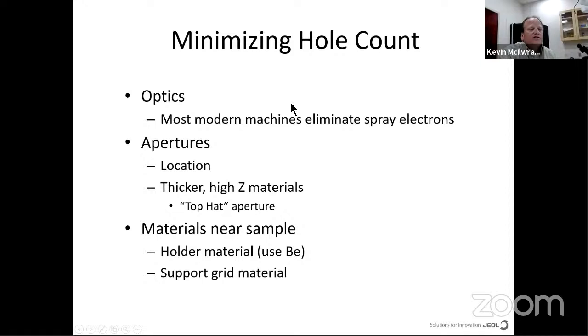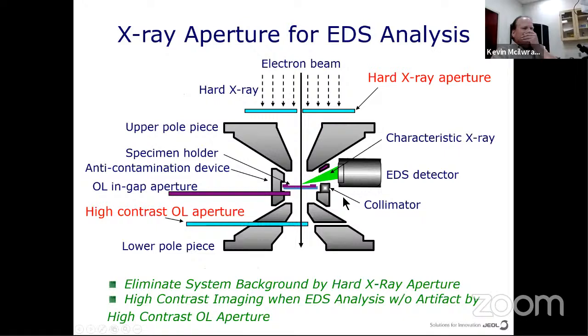Apertures, we tend to use a high top hat, like a carbon aperture, and covers on pole pieces and things that are going to scatter and maybe get into our detector. And so here you can see all the different things. We have covers on these pole pieces, a collimator for the EDS detector. We can use a lower aperture to get contrast in the sample if we need it for TEM. And here's the effects with it.